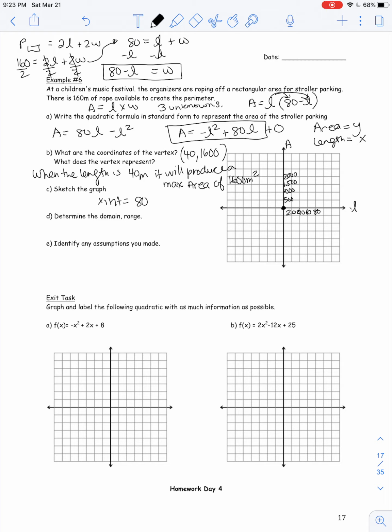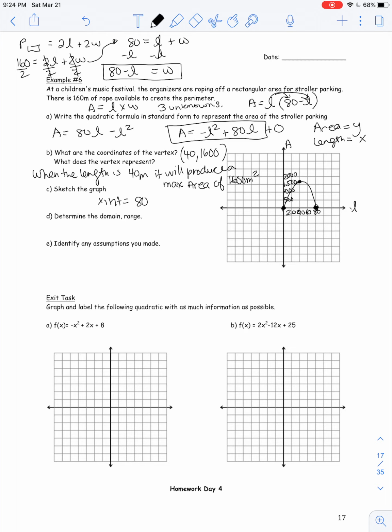So we know that the graph is touching 0, 0. We know that it's going to land at 80, so I'm going to put another coordinate right here. And at 40 and 1600, approximately there, we know it's going to have a maximum height. So we're going to use those to draw our parabola shape. So that's our sketch. Perfect. So that's what you need.